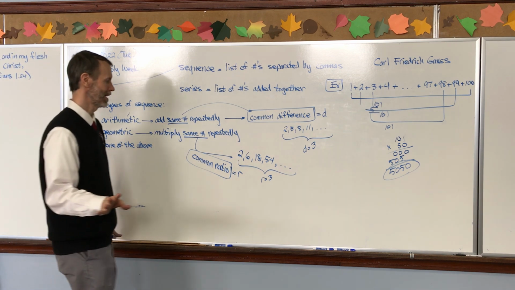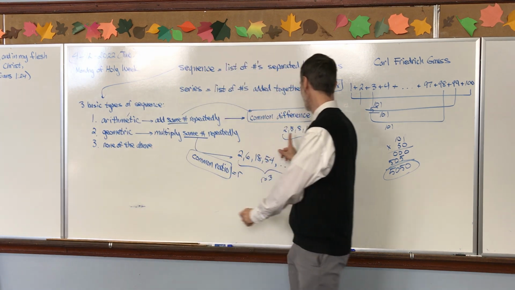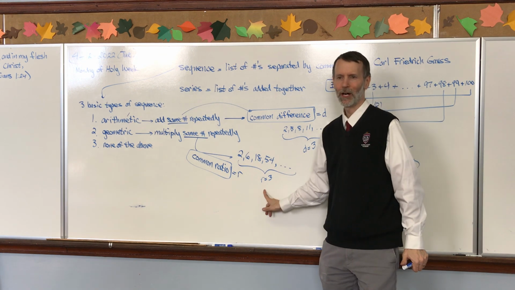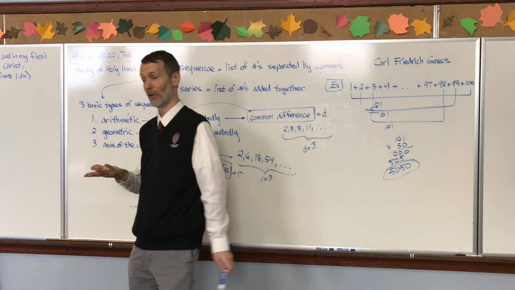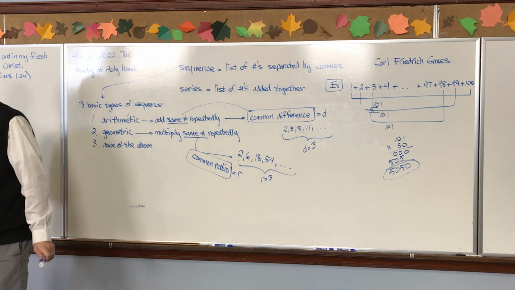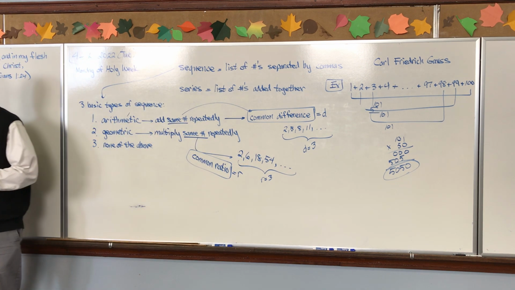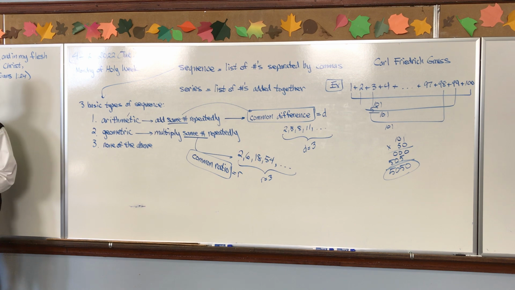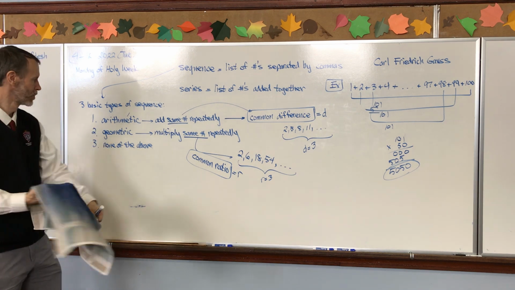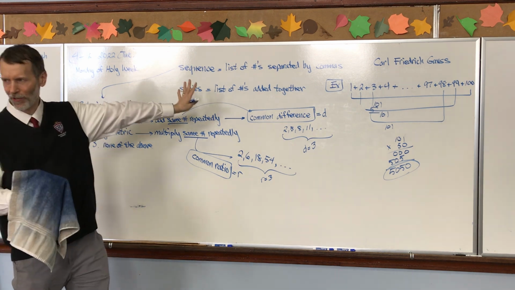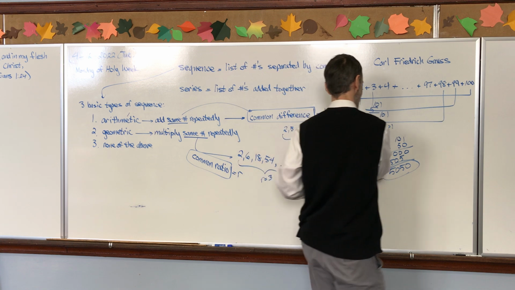Most of the homework is having you discover the value of D and the value of R, and finding out if it's arithmetic, geometric, or neither at all. Make sense? I have one more example, and then I think I can let you work. Any questions on this so far? I'm going to erase Carl Gauss's example.